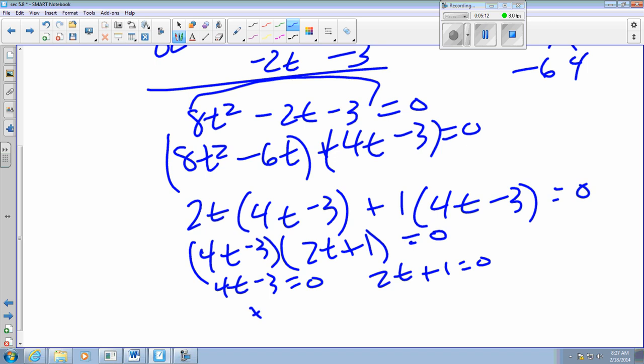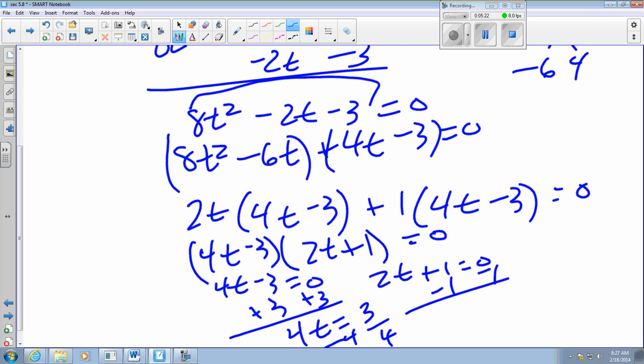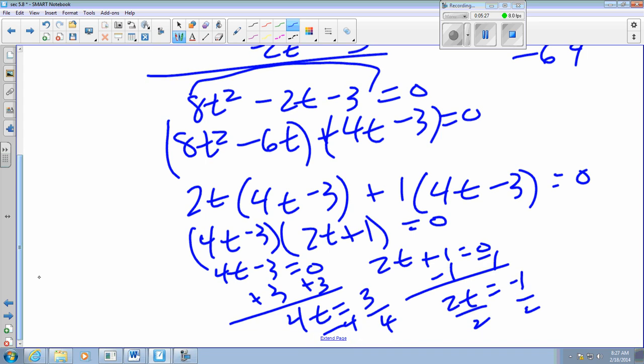And I'm going to have plus 3, divide by 4, divide by 4, so I get 3/4, minus 1, minus 1, and I get 2t equals negative 1, divide by 2, divide by 2. And so I'm going to have 3/4 and negative 1/2.